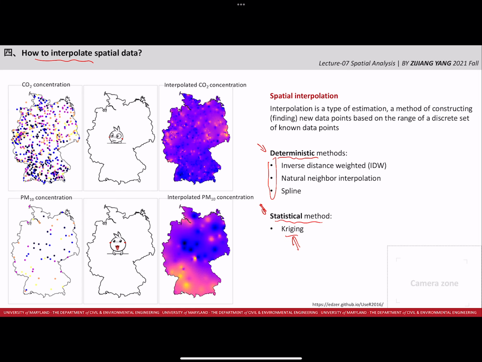So, for example, in practice, we may have the CO2 concentration monitored at different weather stations. But we want to know the concentration of CO2 in the whole area. So in this case, we can do the spatial interpolation. And actually, for our weathering data, most of them are spatially interpolated.